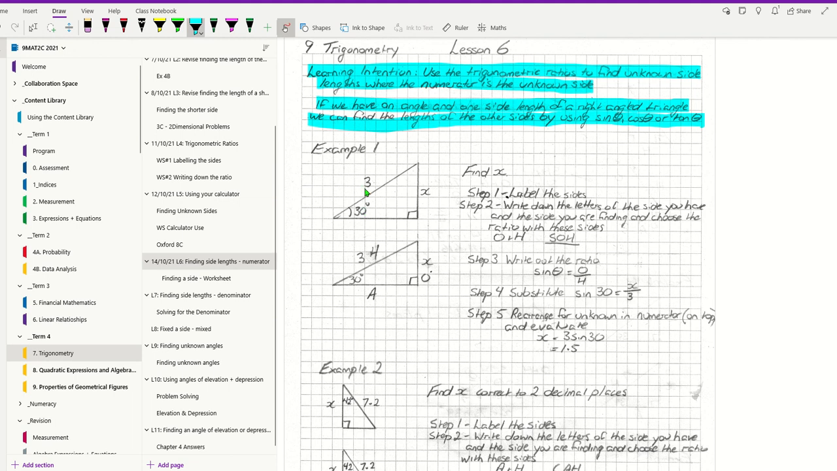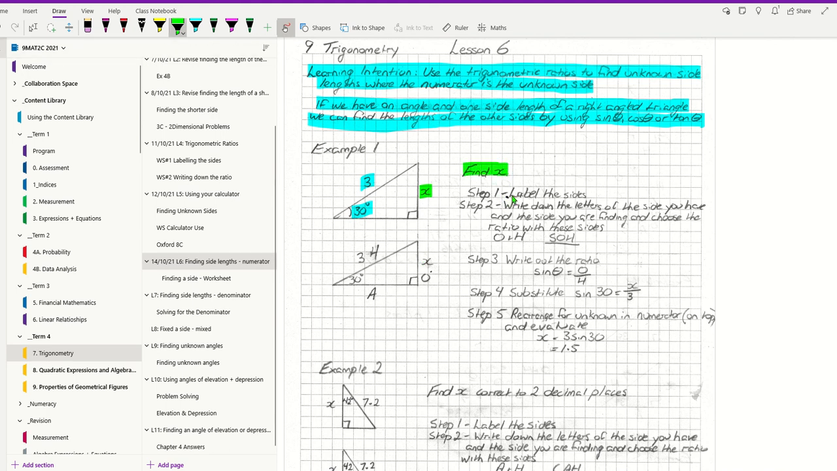First example, I've got a triangle here. I have got theta, an angle of 30 degrees. I've also got one other side length here, 3, which is on our hypotenuse, which we'll label. We need to find this one. We're being asked to find x. So this question is asking us to find x.